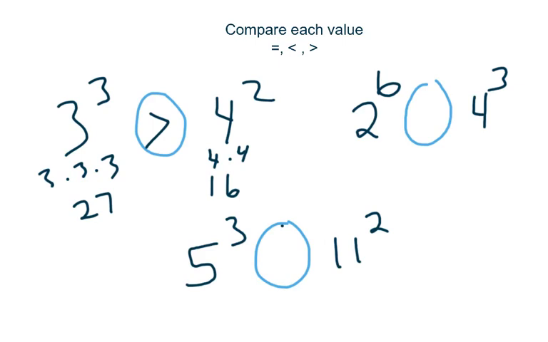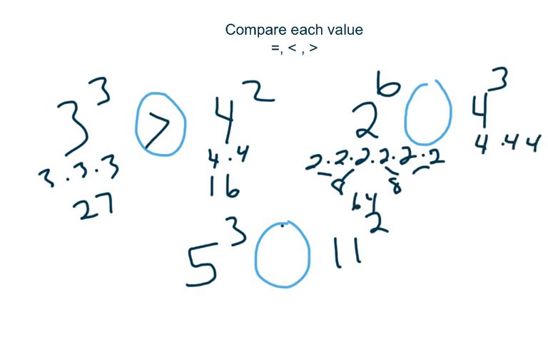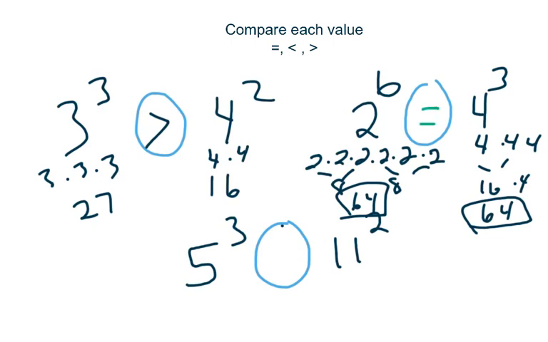So let's do this one. 2 to the 6th power means you get 2 times 2 times 2 times 2 times 2 times 2, which then gives you 2 times 2 times 2 is 8. 2 times 2 times 2 is 8, and 8 times 8 is 64. 4 to the 3rd is 4 times 4 times 4. 4 times 4 is 16, times 4 is 64. So 4 to the 3rd is 64, 2 to the 6th is 64, and so that means they are both equal.